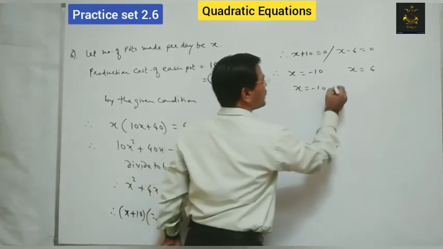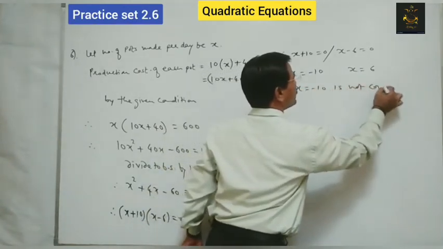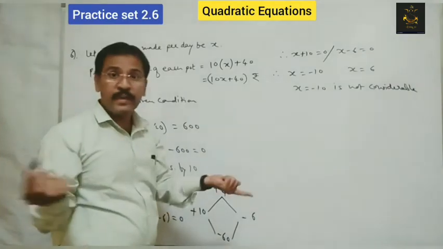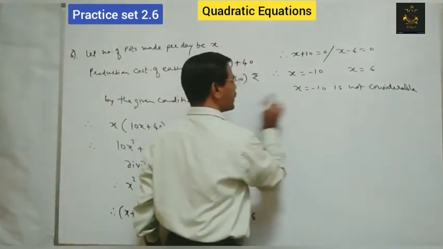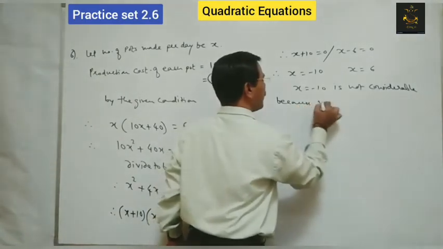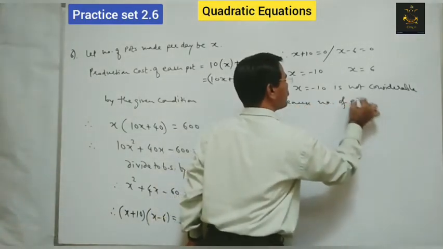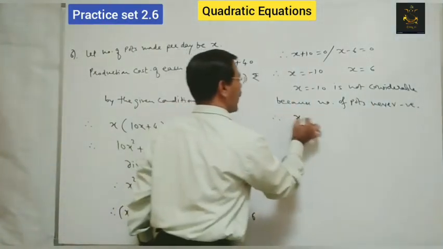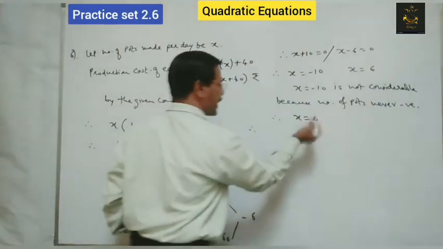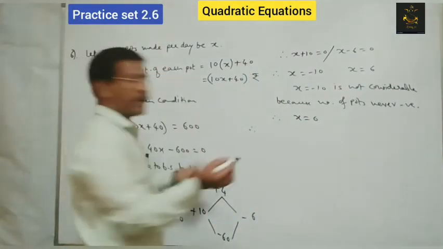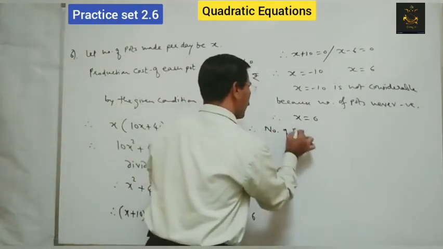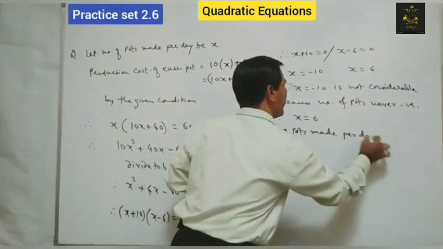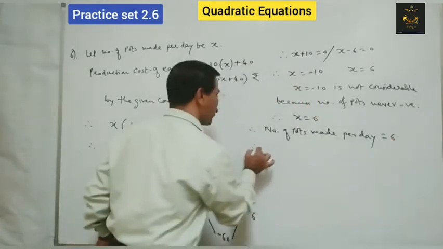This x equals minus 10 is not considerable. Why? Because the number of pots can never be negative. Therefore, x equals 6. Therefore, what can we write? What is x? The number of pots made per day, or daily, is 6.